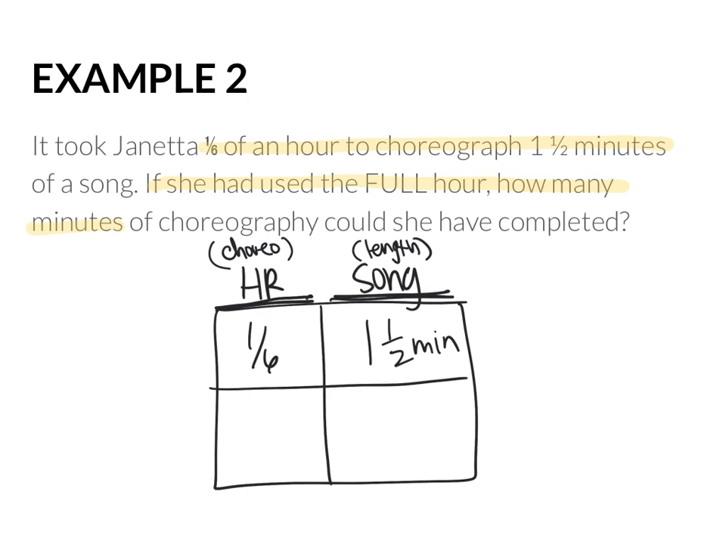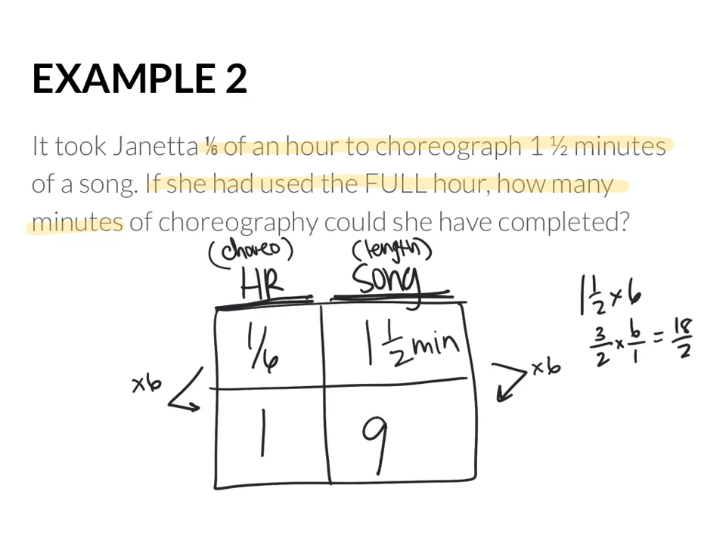Now, if she had used the full hour, so 1 whole hour, how much of the song could she have completed? To get from 1/6 to 1, we are going to multiply by 6. That means I multiply my other side by 6 as well. When I go to multiply 1.5 by 6, I need improper fractions, so 3 halves multiplied by 6/1 gives me 18 halves, which is 9 minutes of a song.